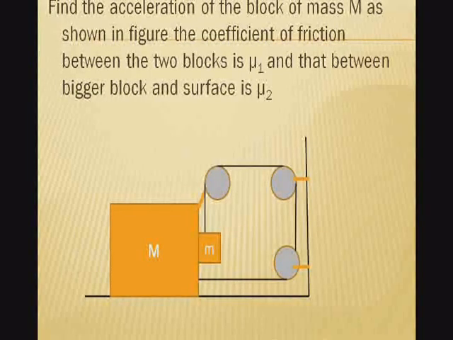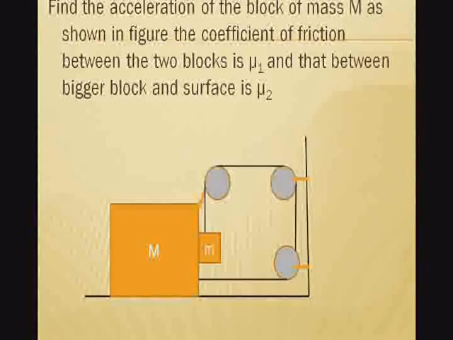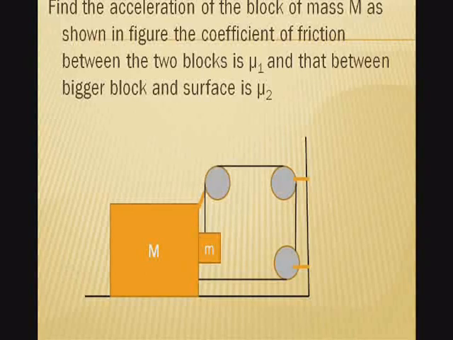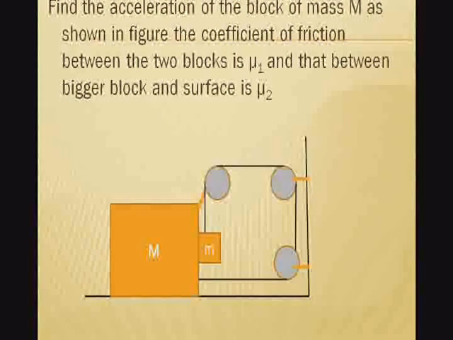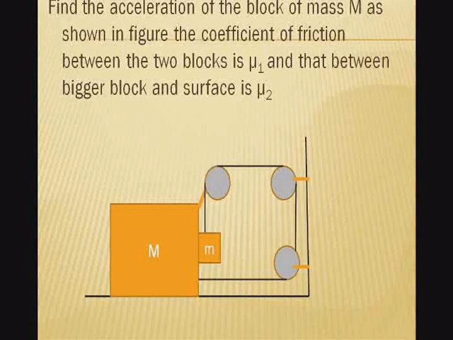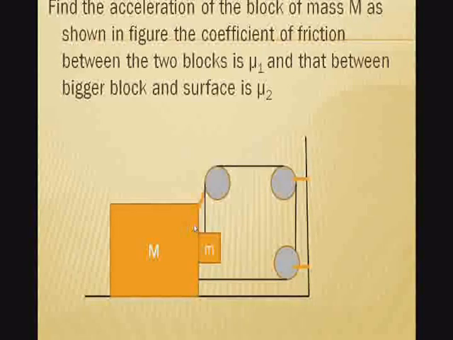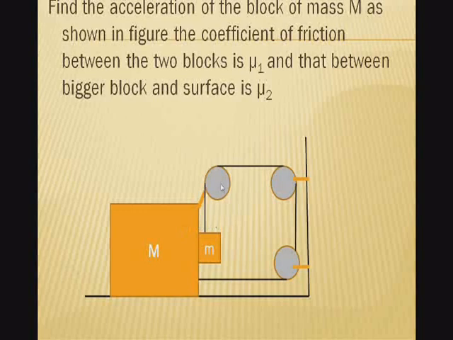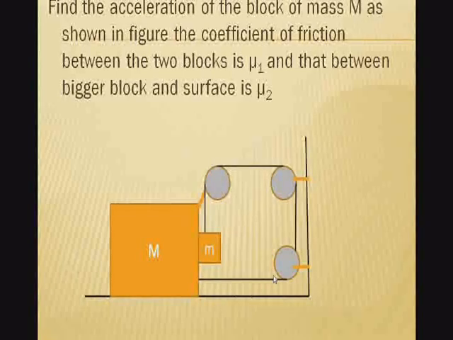Because of gravity, the small m mass will go down, and as a result, the capital M mass block will move in the horizontal direction. So let's say the capital M is moving by a distance of x in the rightward direction, then the pulley will also move by distance x, so there will be slack of x in this rope as well as in this rope.